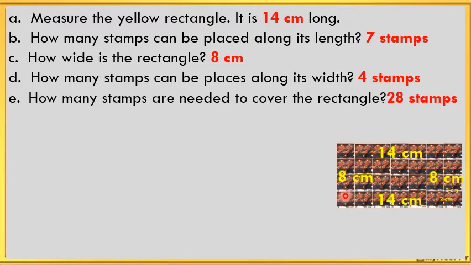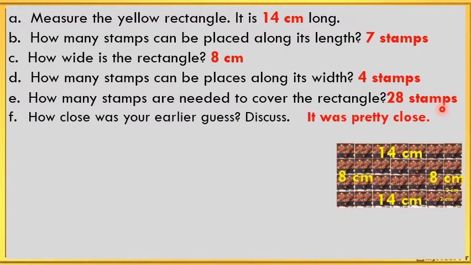E. How many stems are needed to cover the rectangle? 7 stems in the first line, 7 stems in the second line, 7 in the third line and 7 in the fourth line. That is 7 fours are 28. That is, 28 stems are needed to cover the rectangle. F. How close was your earlier guess? Answer: it was pretty close.